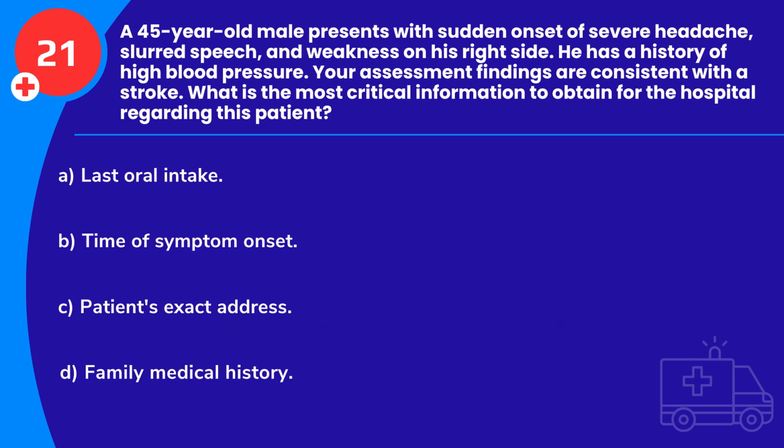Question 21. A 45-year-old male presents with sudden onset of severe headache, slurred speech, and weakness on his right side. He has a history of high blood pressure. Your assessment findings are consistent with a stroke. What is the most critical information to obtain for the hospital regarding this patient? A. Last oral intake. B. Time of symptom onset. C. Patient's exact address. D. Family medical history.